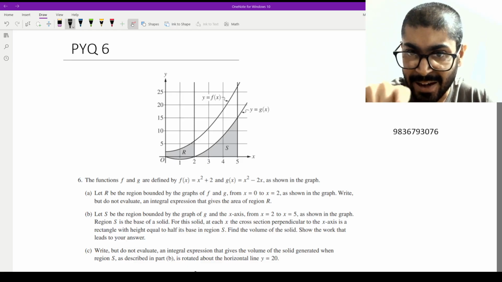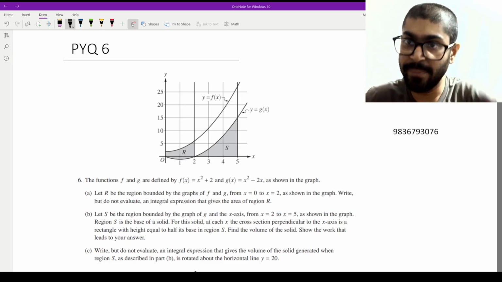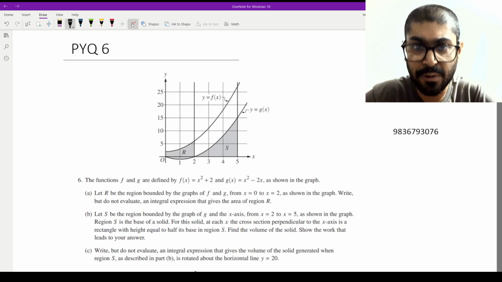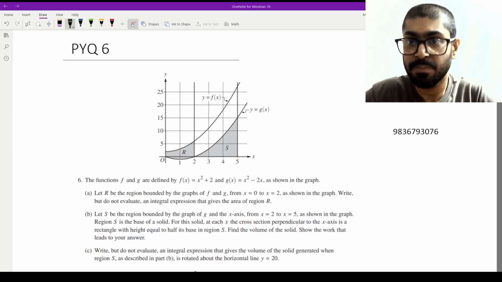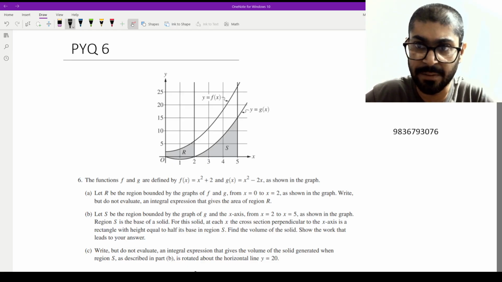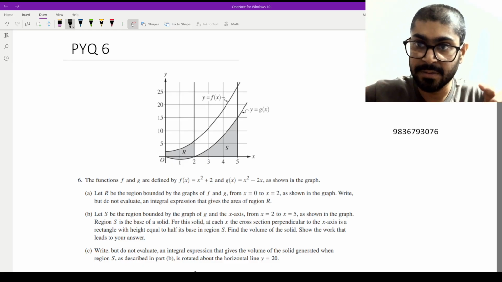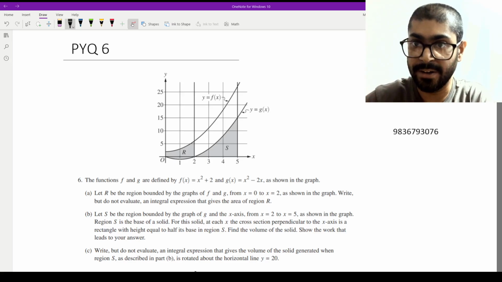You can see that at the point (5, 0) there is a perpendicular there. So if we rotate it, that corner will remain. Now we are rotating it about y = 20. If we are rotating it about y = 20, then there is a lot of white space in between, right? That white space will not form part of the solid, isn't it? So we have to subtract this portion around the solid.